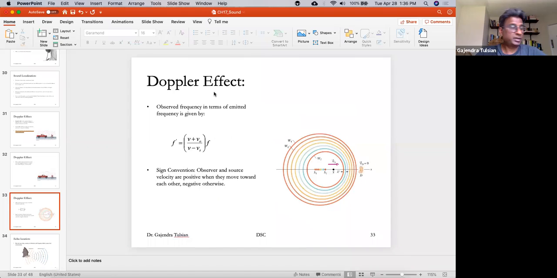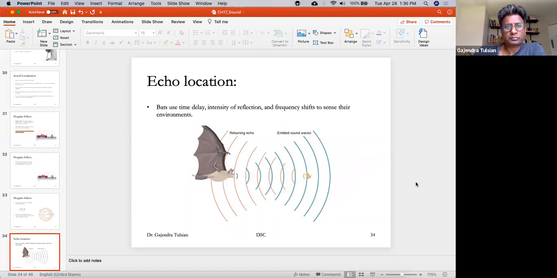So again, the Doppler effect is that the perceived frequency is different than the emitted frequency because of the relative motion of the source and the observer. Now bats use echolocation. So that's how they see, and they use frequencies higher than 20,000 hertz. Okay, and so here's how they see things.